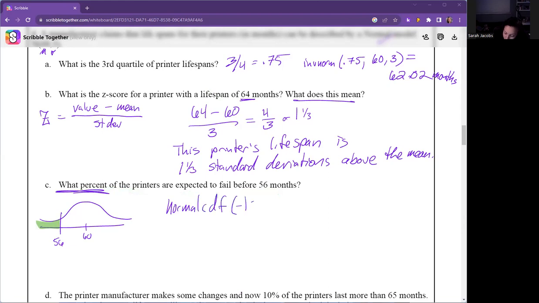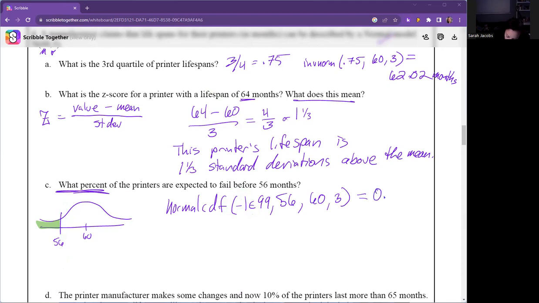Our lower is, again, just negative infinity. You can do negative 99999. You can do negative 1 times 10 to the 99th. Make sure when you're putting this in your calculator, you're using the negative sign right under the 3, not the subtraction symbol. You will get a syntax error if you use the subtraction symbol. Our upper bound is going to be our point of interest, 56. Our mean is 60. Our standard deviation is 3. And again, this is just going to pop out that percent. So 56, mean is 60, standard deviation is 3, boom.